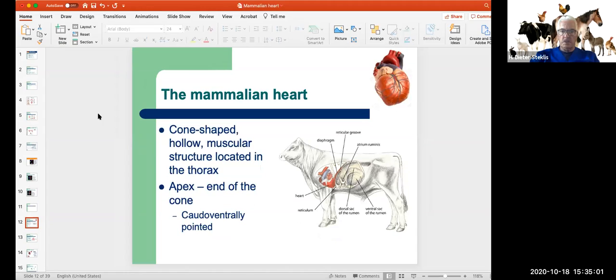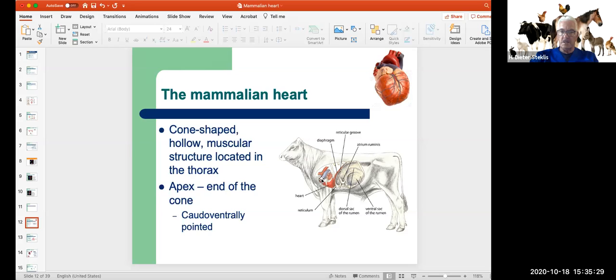And so what we're going to do in this case is talk more specifically about the structure and function of the mammalian heart. So let's begin by considering where it's located, first of all. Maybe that's not a big surprise. Most of us know where it's to be found. But you can think of it as this cone-shaped, hollow, muscular structure. It's hollow because it consists of chambers and vessels located in what's known as the thoracic cavity.